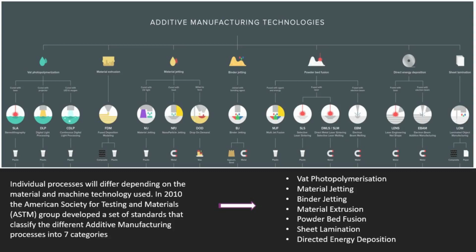1. Vat photopolymerization. 2. Material jetting. 3. Binder jetting. 4. Material extrusion. 5. Powder bed fusion. 6. Sheet lamination. And 7. Directed energy deposition.